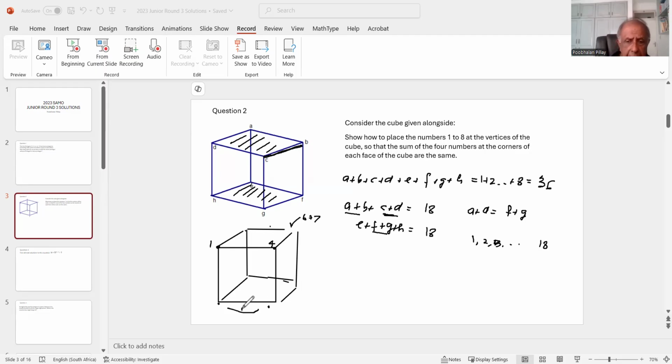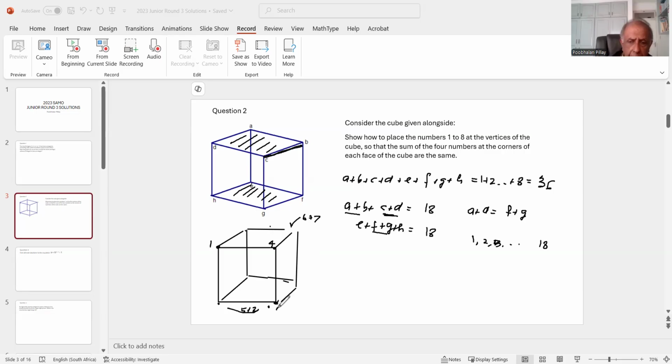You can have 5 and 8. You're not allowed to repeat numbers. You can put 5 and 8 here and put 6 and 7 there. Now the question is, where do these numbers go? Can I put 8 here? If I put 8 here, then I've got 4 plus 8 is 12, and already I've got either 6 or 7 here. That would be too much. I need to get 18 altogether. So I can't put 8 here.